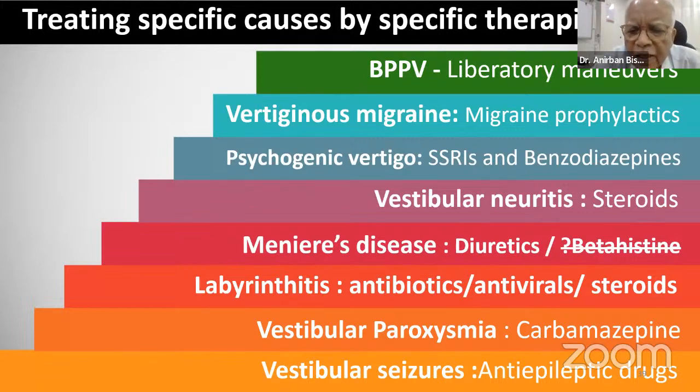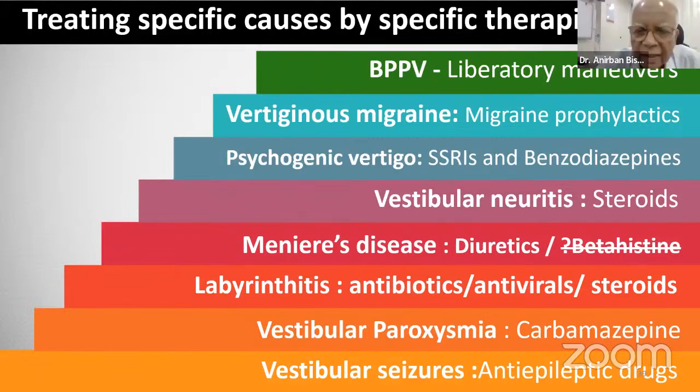Like vestibular seizures are treated by anti-epileptic drugs. Vestibular paroxysmia is treated by carbamazepine. Labyrinthitis is treated by antibiotics, antivirals, and steroids. Meniere's disease is treated with diuretics. Vestibular neuritis is treated with steroids. Psychogenic vertigo is treated by SSRIs and benzodiazepines. Vertiginous migraine is treated by migraine prophylactics, and BPPV is treated by the liberatory maneuvers.